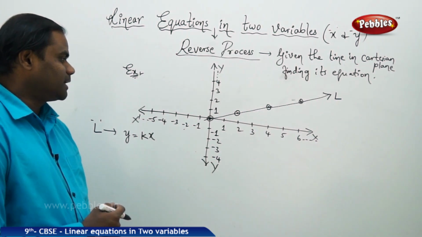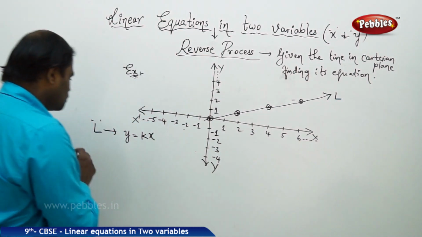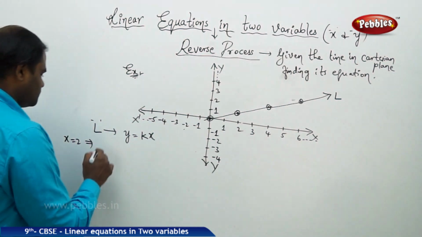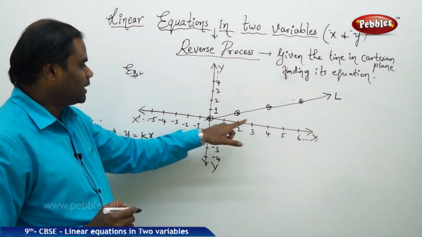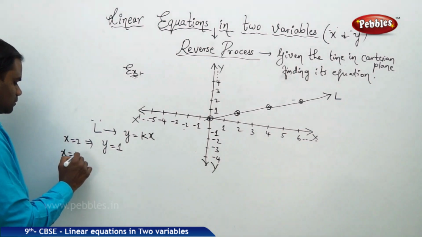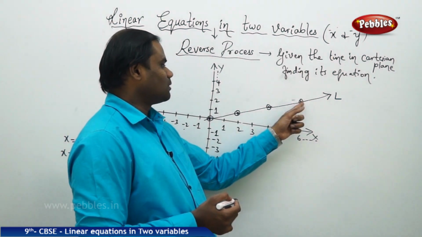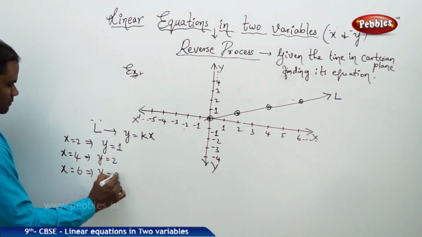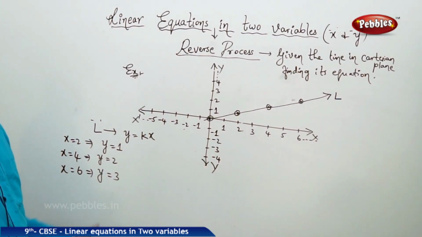And similarly, as I see that every x coordinate, when x is 2, I identify its y as 1. Now when x is 4, I see that my y is 2. Similarly, when I take the third point, when x is 6, my y is 3. So I try to identify a pattern between the x values and the y values.